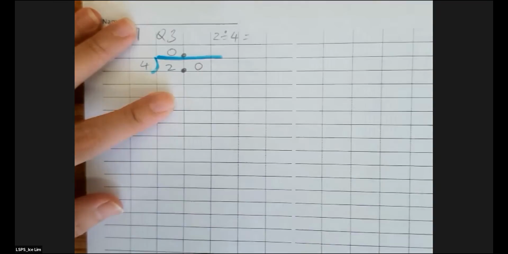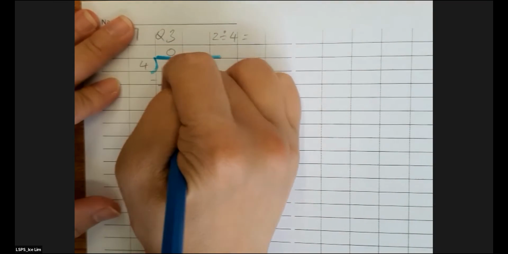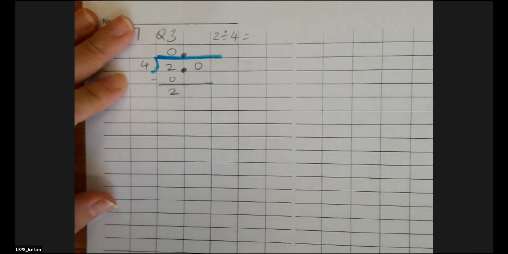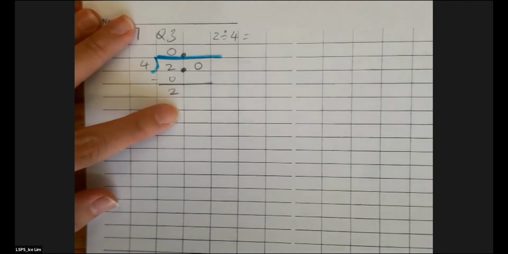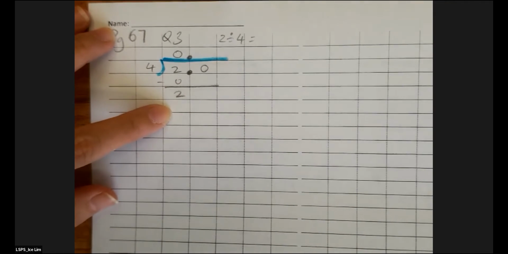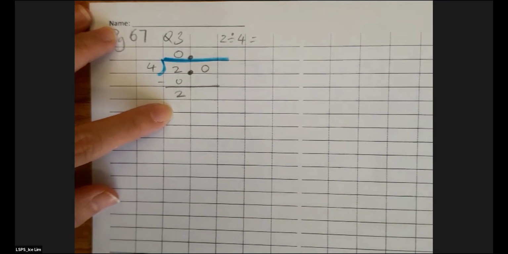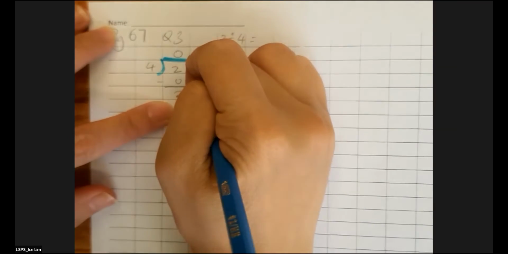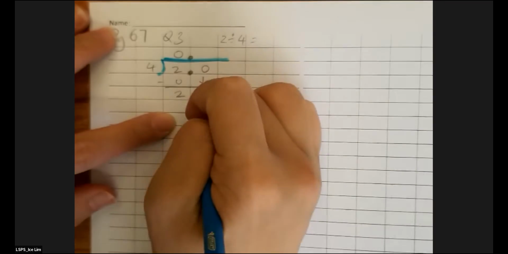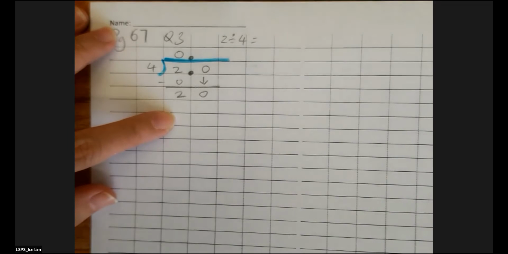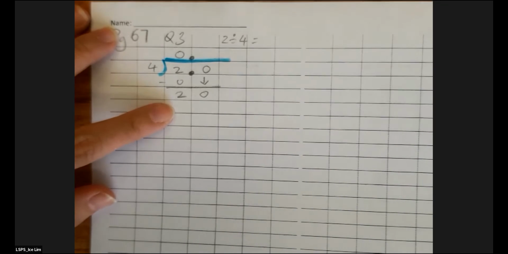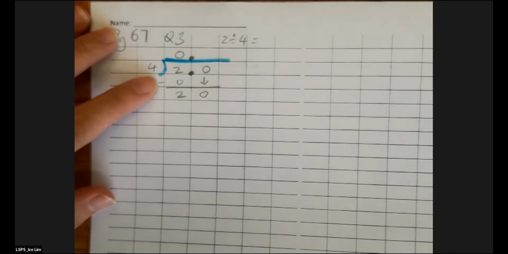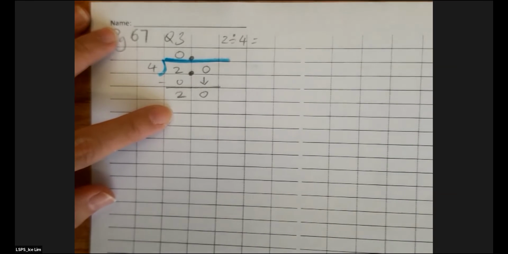Put in the place here, so I can't do anything at the 1 place. So it's 0 point something. Because I cannot do anything at the 1 place, I go to the 10th place now. I regroup the 2 ones into 20 tens. It's just like saying I change $2 to 20 10-cent coins. That kind of idea. Then I share it out. So 4 people share out.